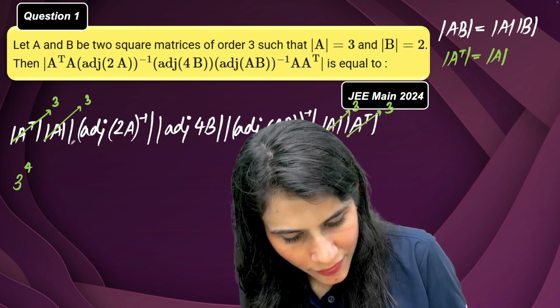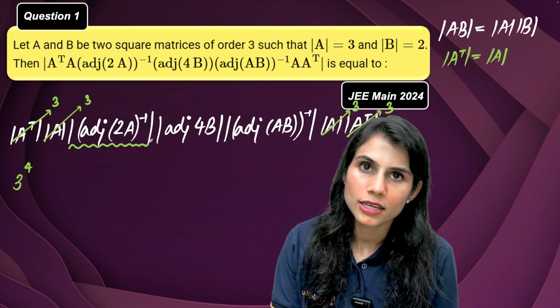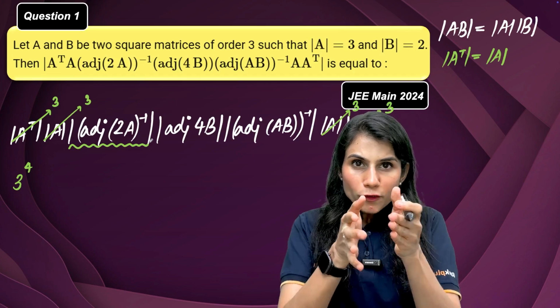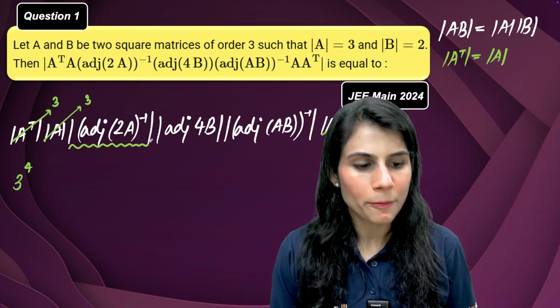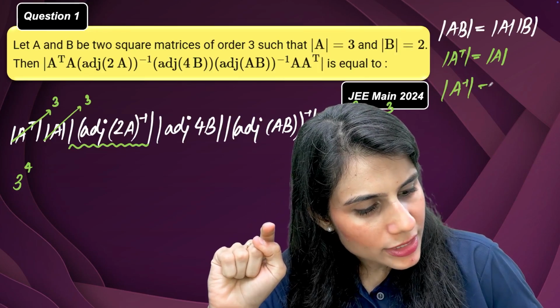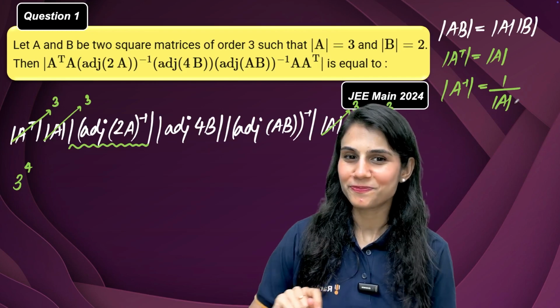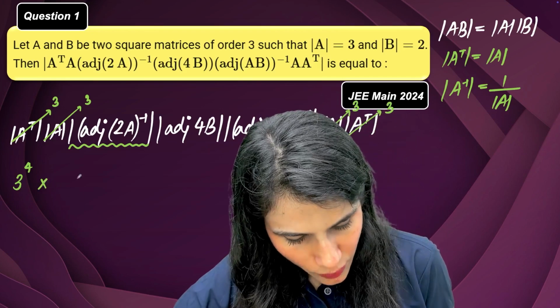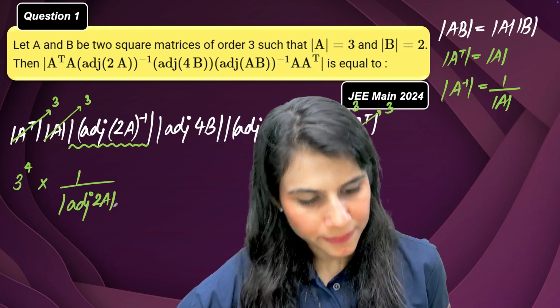Next up, what do we have? Determinant of adjoint of 2A inverse. Now, adjoint of 2A is the matrix whose inverse's determinant we need to compute. For that, I want you to recollect the property. Determinant of A inverse is 1 upon determinant of A. Yes or no? Have a smile on your face. This will give you 1 upon determinant of adjoint of 2A.